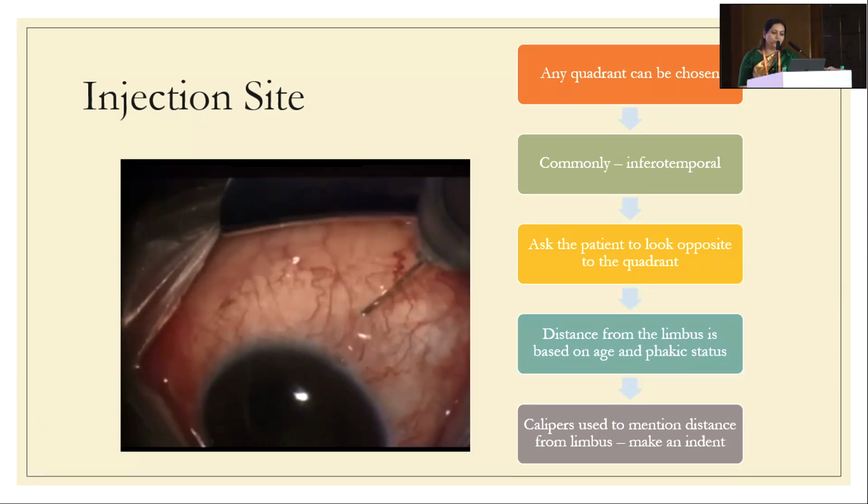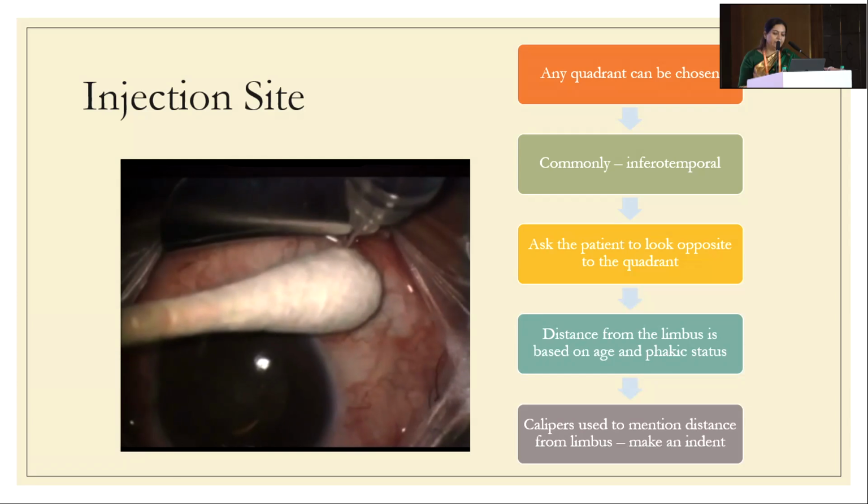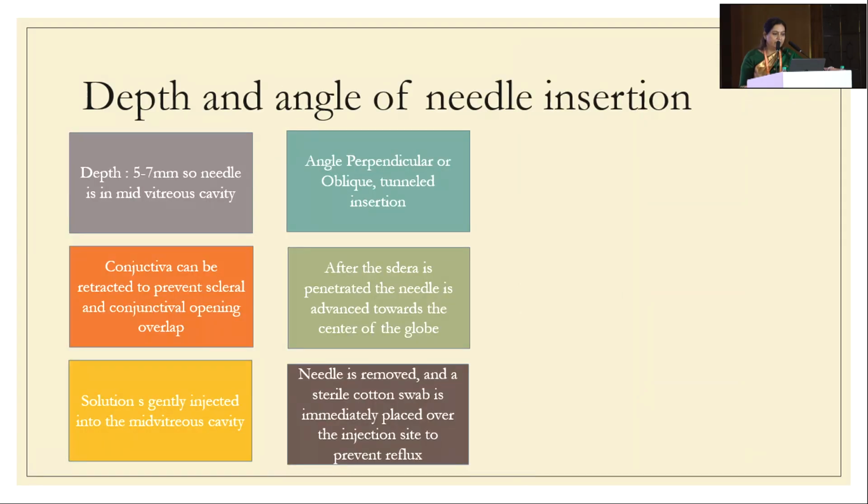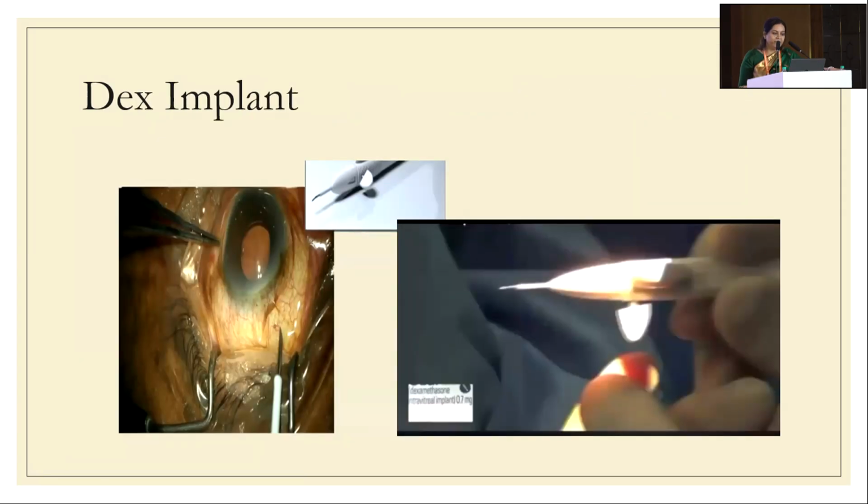Always ask the patient to look opposite to the quadrant. Then move the conjunctiva over the site with the help of the swab. And if you are not sure, always use the caliper to be sure of the distance. And that is in cases of the DEXA implant.